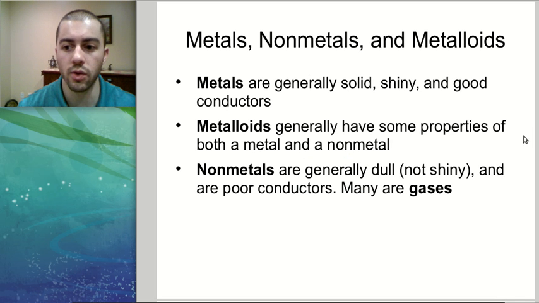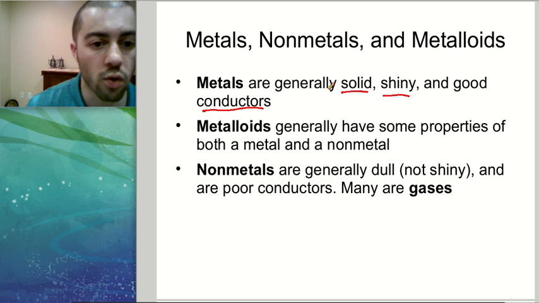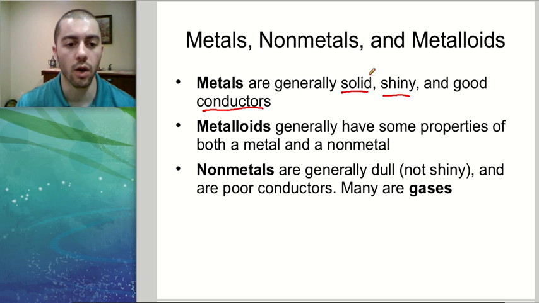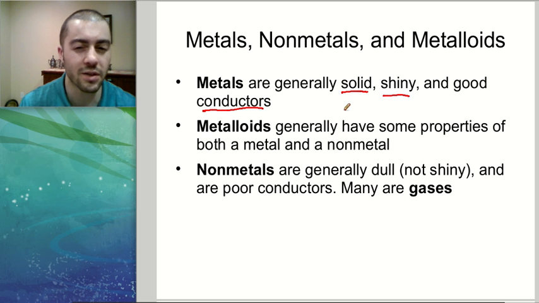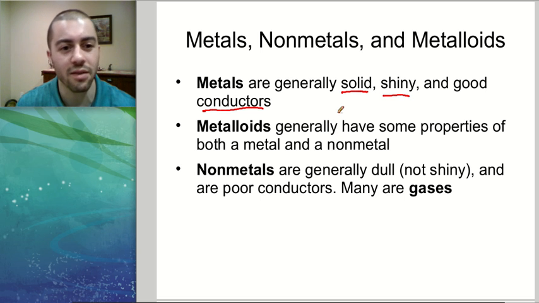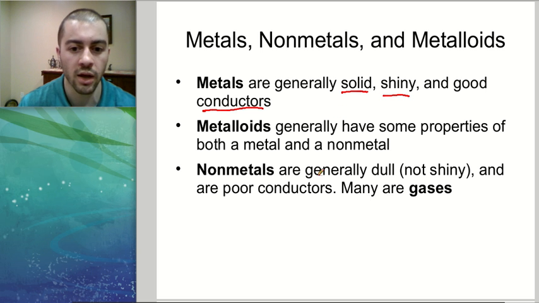So the difference between these, we have metals. These are solid generally, shiny generally, and good conductors of heat and electricity. Alright, so those are the kind of important properties that you want to know about metals. Metalloids, they're kind of in between metals and nonmetals, so they have some properties of each. So they're kind of solid sometimes, they're kind of conductors, they're kind of shiny, and nonmetals, they are generally the opposite of metals.